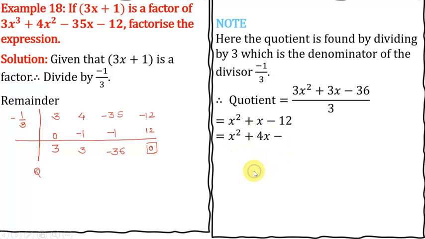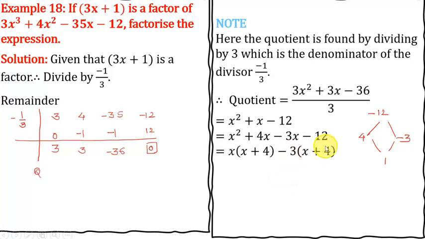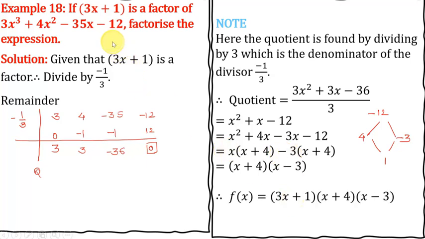Okay, again factorize this. The product is minus 12 and the sum is plus 1. What are the two numbers? Plus 4x and minus 3x. Product is minus 12, sum is 1, and the factors are plus 4 and minus 3. Take x as common, minus 3 as common, then take x plus 4 in the first bracket, second bracket x minus 3. And hence the factors of this given polynomial are: first factor 3x plus 1, second x plus 4 and last x minus 3. And in this way we have factorized it.